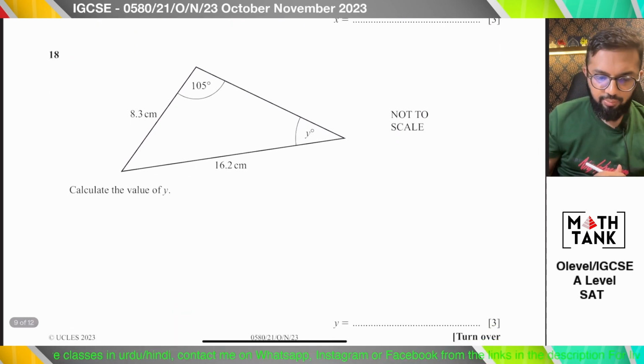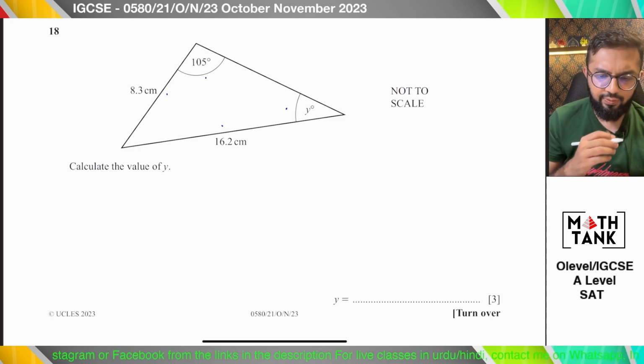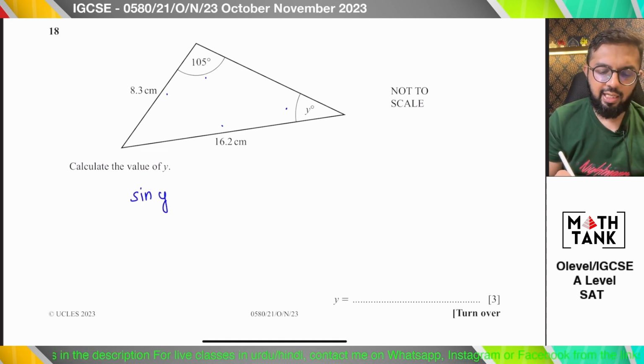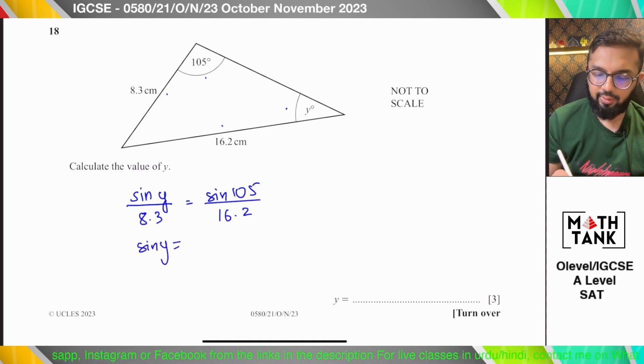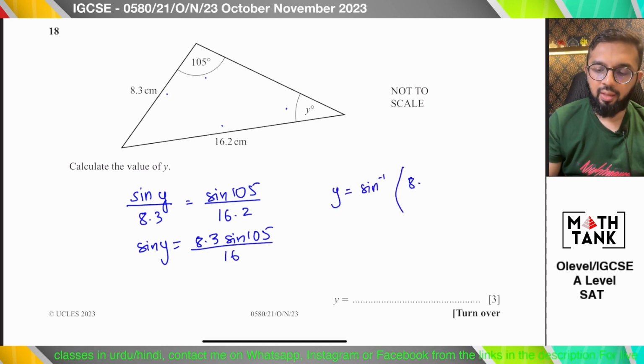Moving on to question number 18. I have an angle, I have the side, I have an angle, and I have a side. So I have pairs of sides and angles. So I'm going to use the sine rule here and say that sine y over 8.3 equals sine 105 over 16.2. Sine y equals 8.3 times sine 105 over 16.2, and then y should equal sine inverse of the entire thing. I'm going to put this on my calculator as it is.